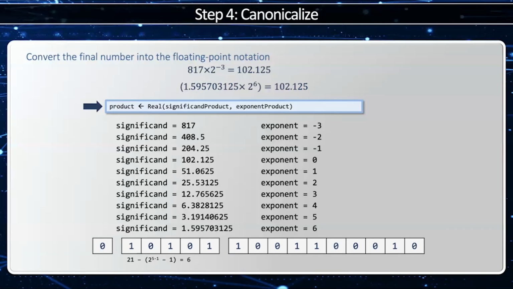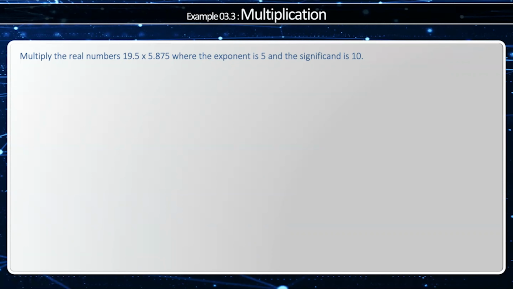Now let's verify the significand. Remember, I have a hidden 1 dot, so it's 1 plus, and then the leftmost 1 corresponds to 0.5, the next one 0.25, the next one 0.125, the next one 0.0625, the next one 0.03125, and so on and so on. Add that all up and I get 1.595703125. And that number times 2 to the 6 does in fact equal 102.125. Okay, let's take a look at another example.